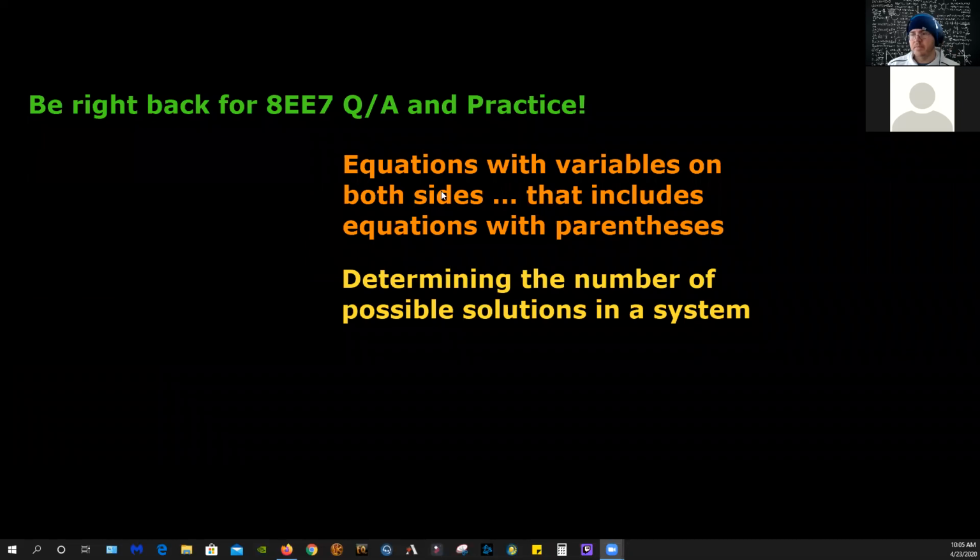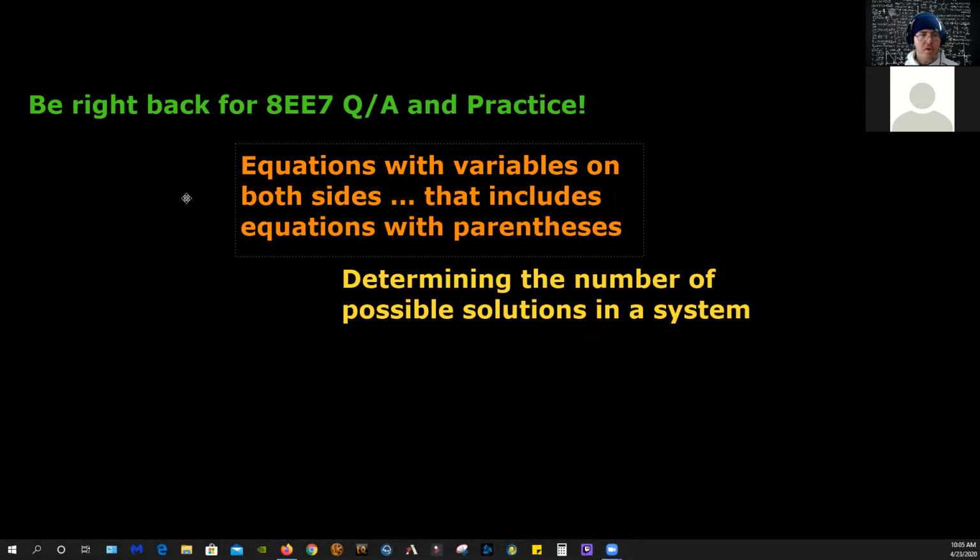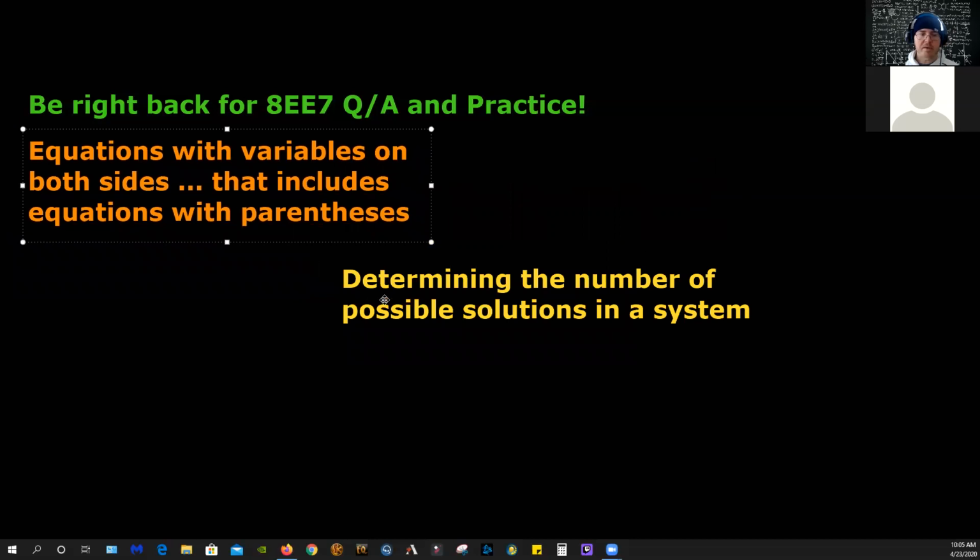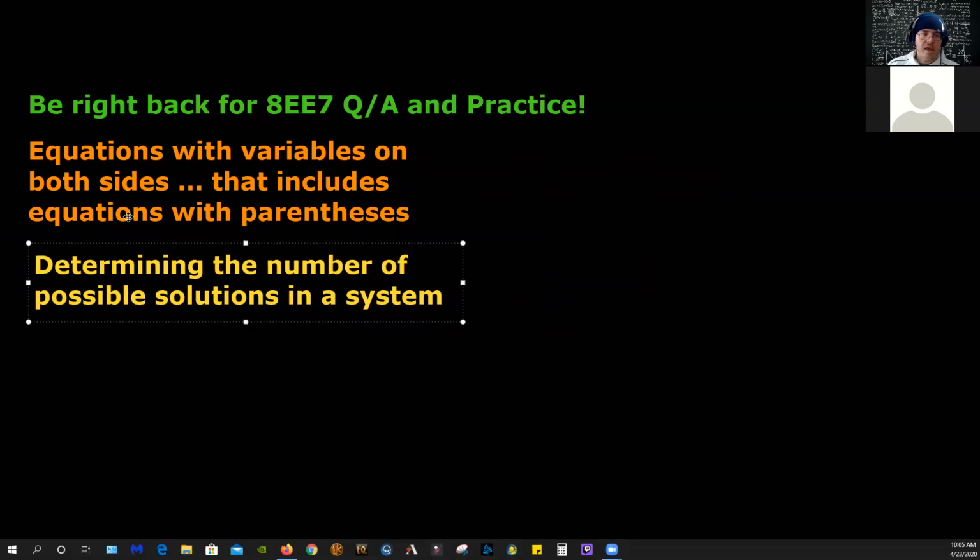All right, bye-bye, timer. Okay, chat, so what would you prefer? Are we going to work on equations and balancing and getting answers, or do you guys want to work on determining how many answers there are in a system? I'm asking which ones you guys would prefer. I'll put it in chat too.